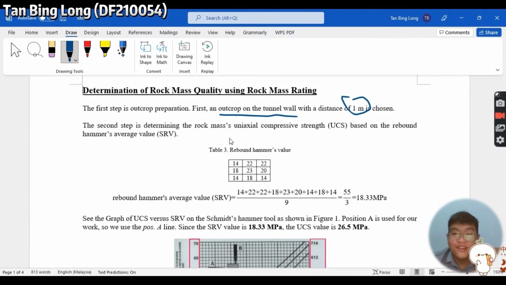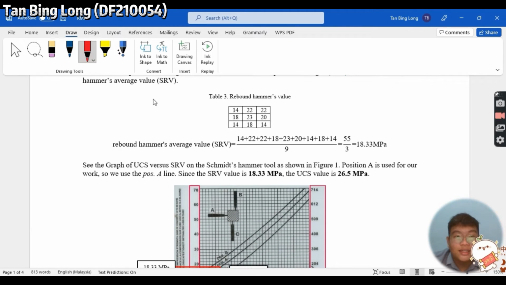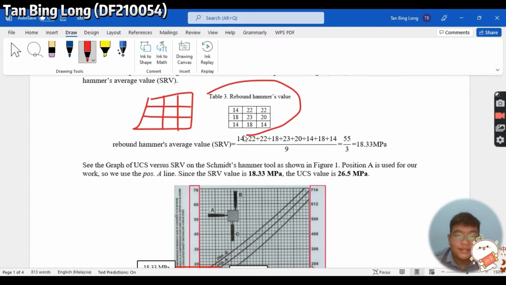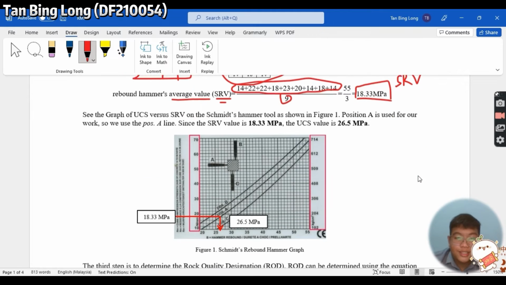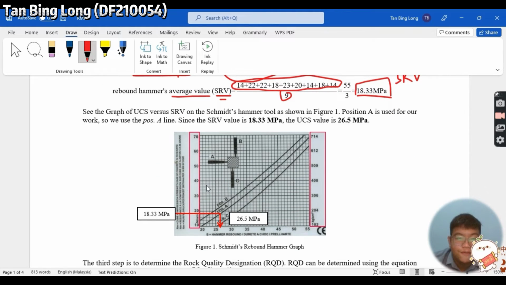First, we must use the value of the rebound hammer test, for which we use the Schmidt rebound hammer, and we draw a box of 9, then we measure using the rebound hammer. The values are shown in this table. We need to average the values to become the SRV. So we add up all of the 9 rebound hammer values, then divide by 9, and we will get 18.33 SRV. Next, we proceed to this smooth rebound hammer graph. Our SRV is 18.33, so we draw a horizontal line here.